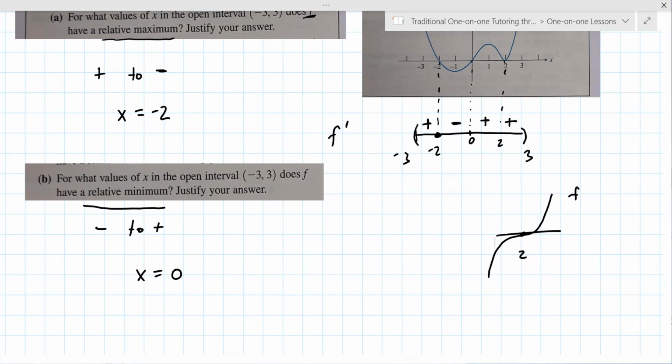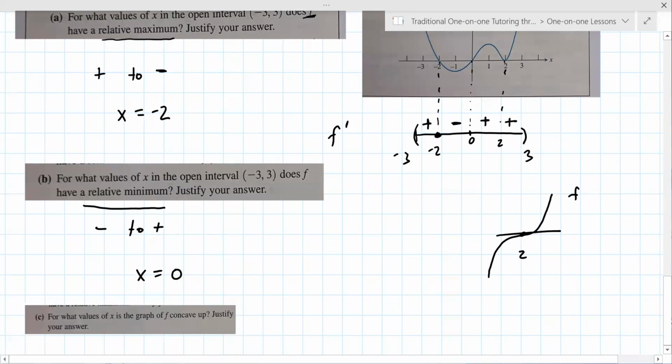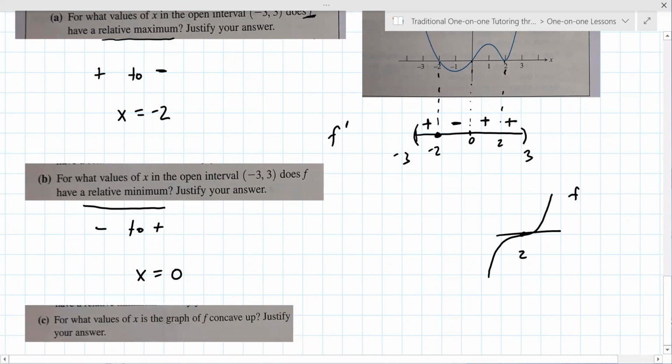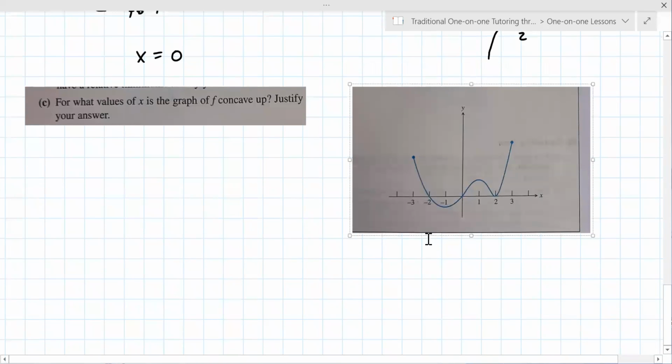Yeah. Okay. Part C. For what value of x is the graph of f concave up? So let me grab the graph one more time. Okay, so when you're looking at the derivative, concave up, this applies to the derivative. It's concave up when f prime is increasing.